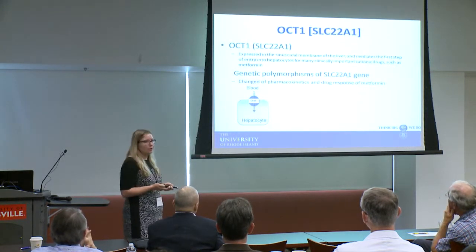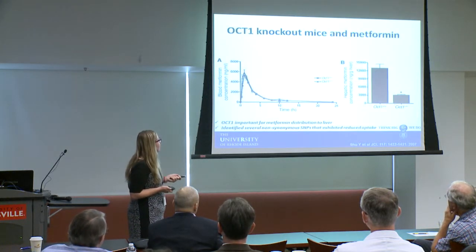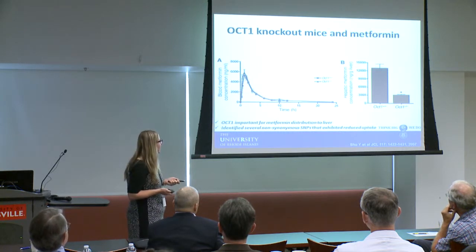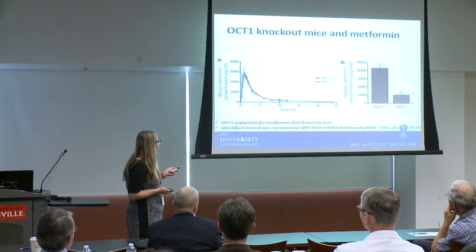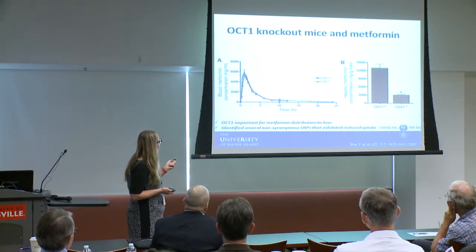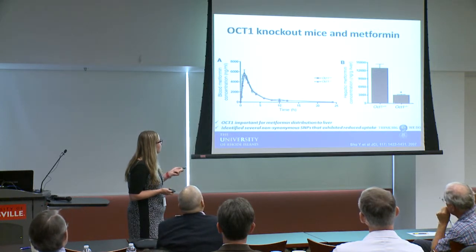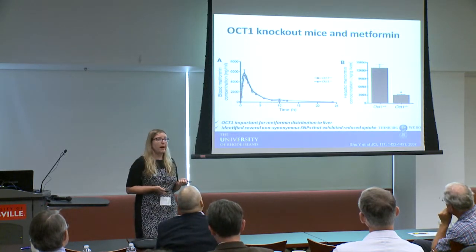Okay, moving on to OCT1. This is also a basolateral transporter. This is a nice study in mice by Kathleen Giacomini's group, showing that when you knock out OCT1, you notice metformin levels don't really change in the blood. However, when you look at metformin accumulation in the liver, it's dramatically lower.